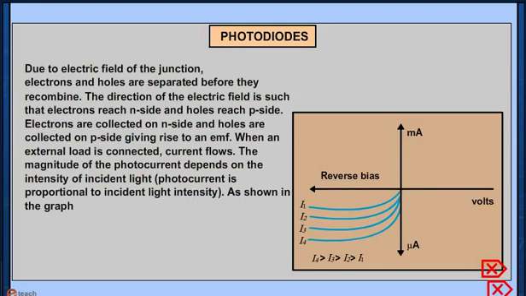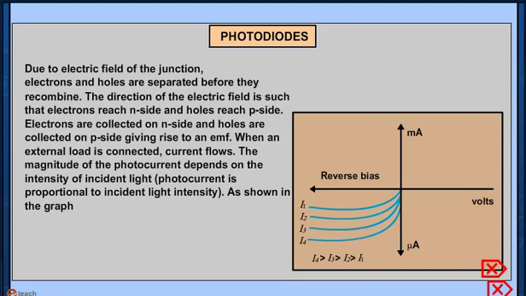Due to the electric field of the junction, electrons and holes are separated before they recombine. The direction of the electric field is such that electrons reach the N side and holes reach the P side. Electrons are collected on the N side and holes are collected on the P side, giving rise to an EMF. When an external load is connected, the current flows through it.